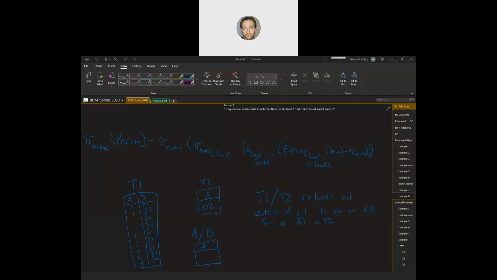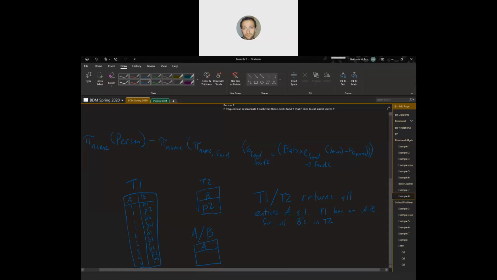One, two, three, and 4. Correct. Yes. So P2 appears for entry 1. P2 also appears here in entry 2. P2 appears for entry 3. And P2 also appears in entry 4. So this is 1, 2, 3, and 4. Excellent. Okay.